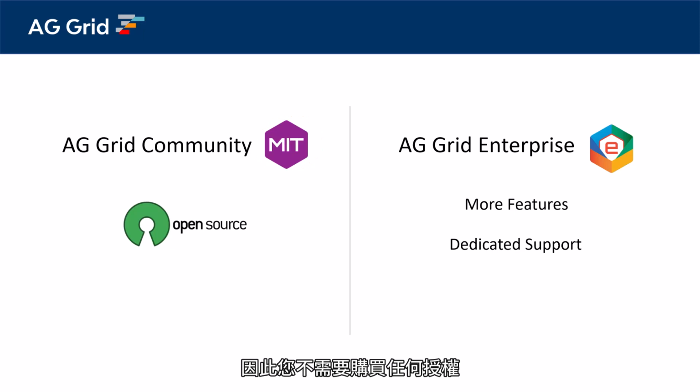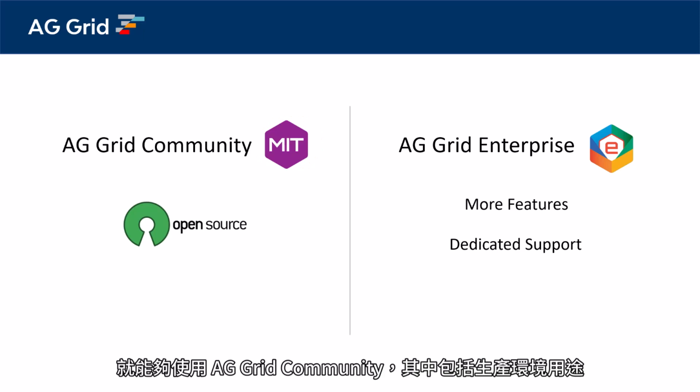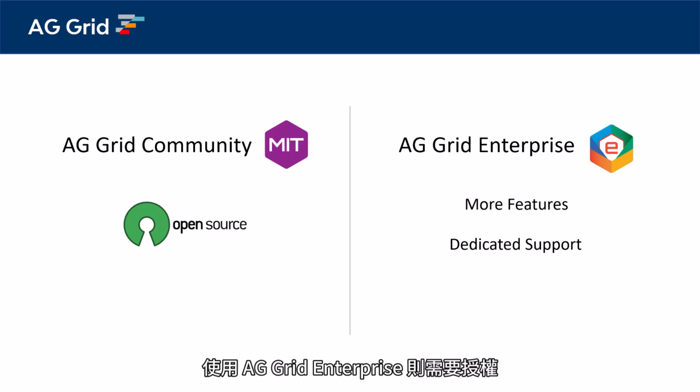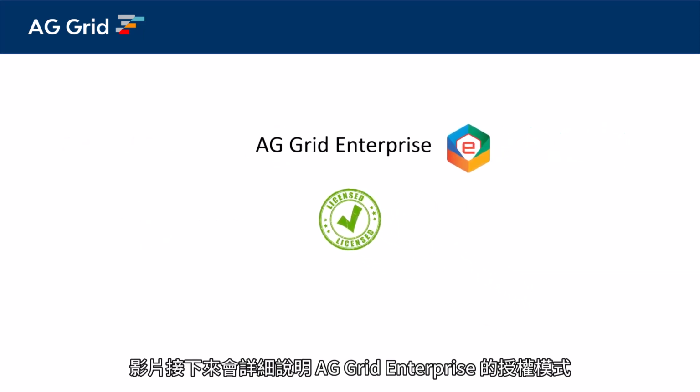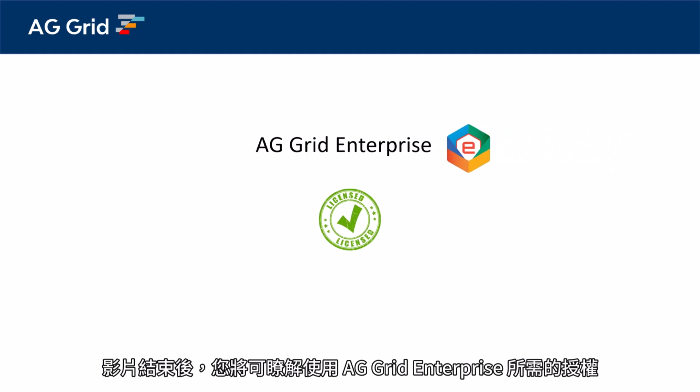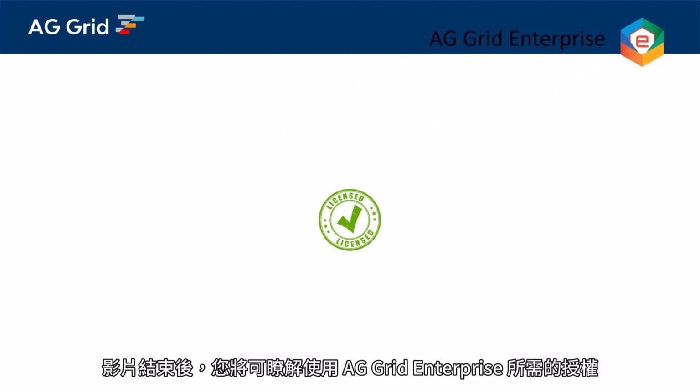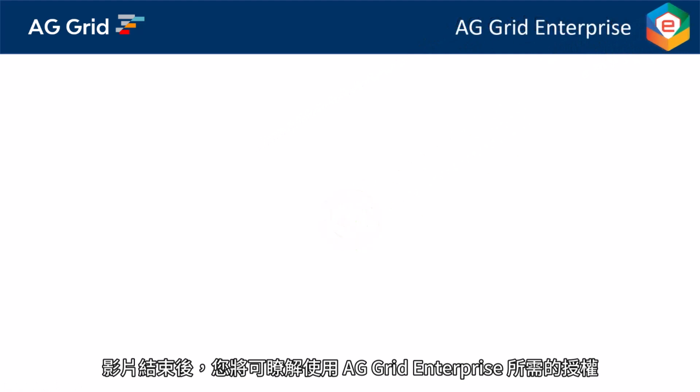This means you do not need to buy any license to use AG Grid Community, and this includes using AG Grid Community in production. To use AG Grid Enterprise, on the other hand, you do need to have a license. The rest of this video explains the AG Grid Enterprise licensing model. At the end of this video, you will know what license you will need to use AG Grid Enterprise.